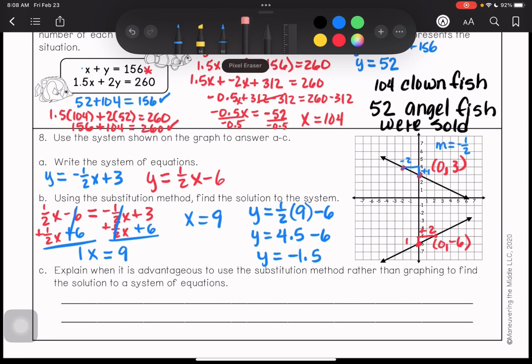Explain when it's advantageous to use the substitution method rather than graphing to find the solution to a system of equations. I'm going to ask you to explain that on your own, and you'll be turning this in for a grade.